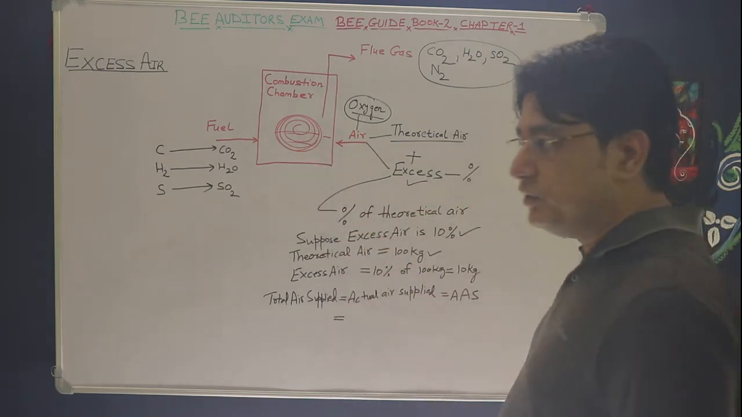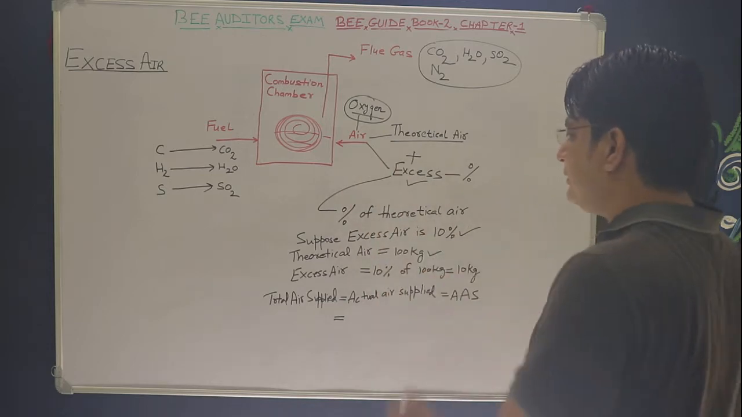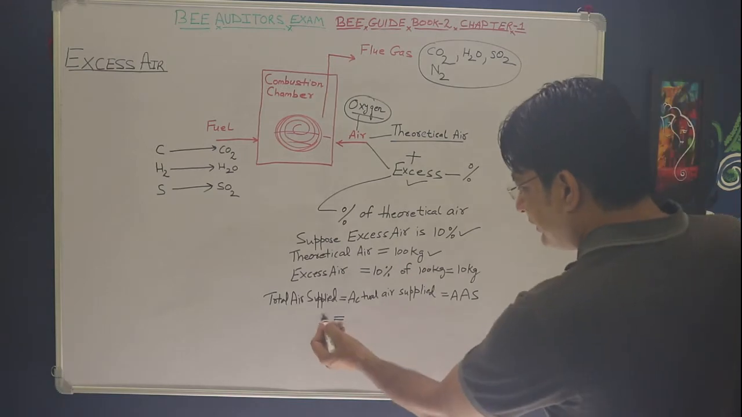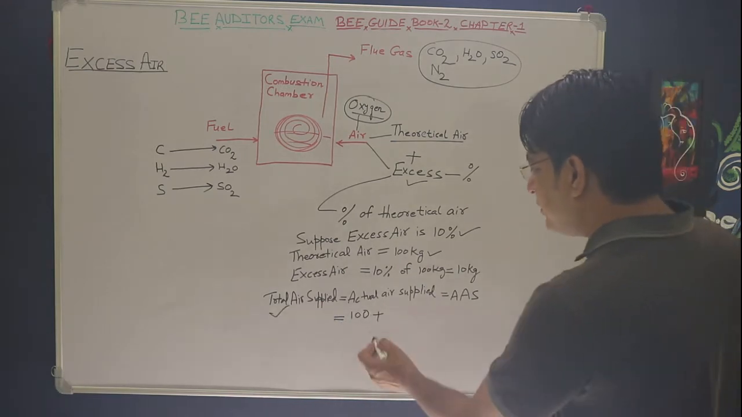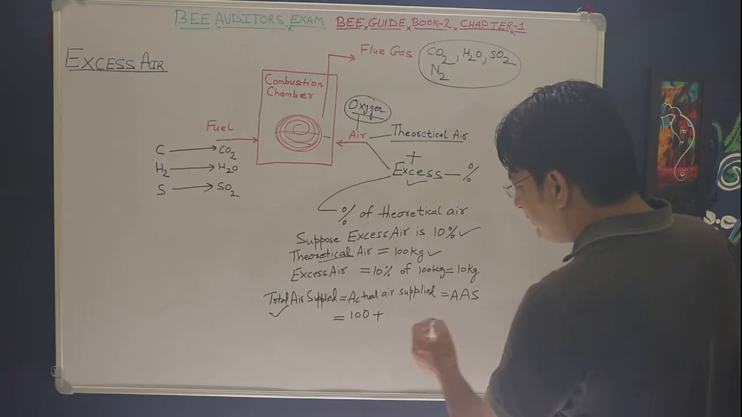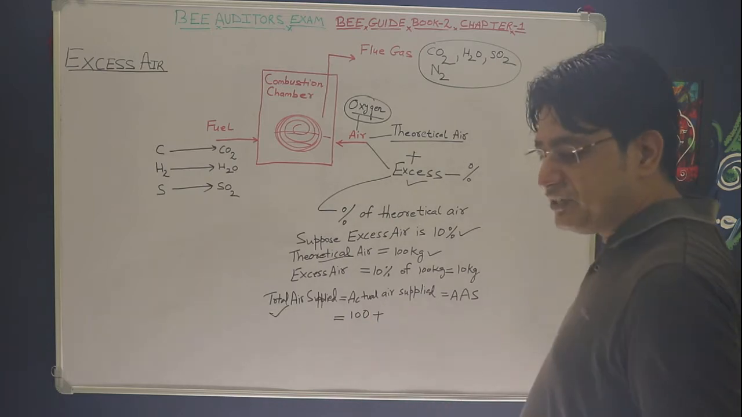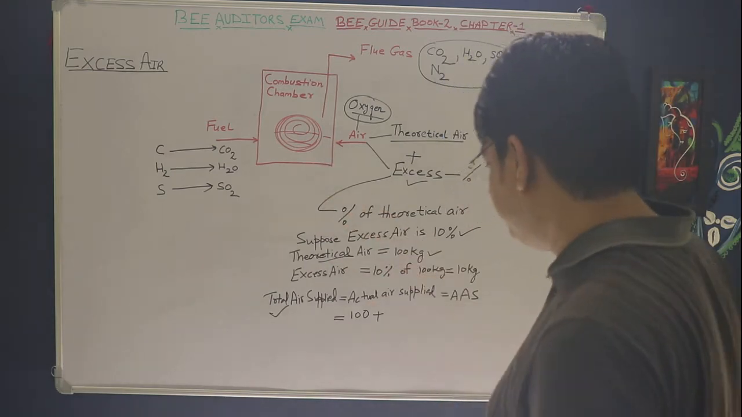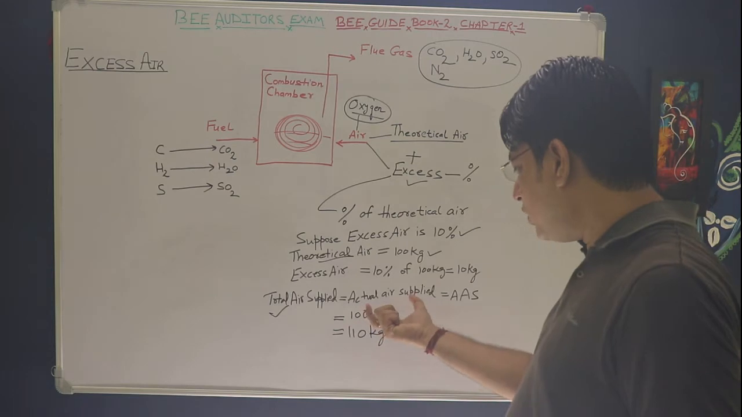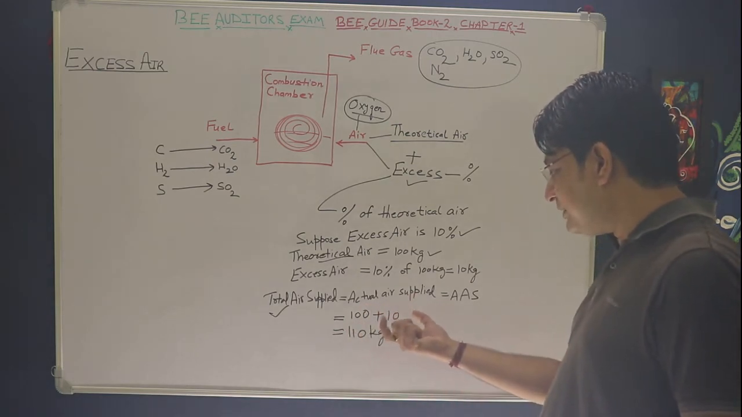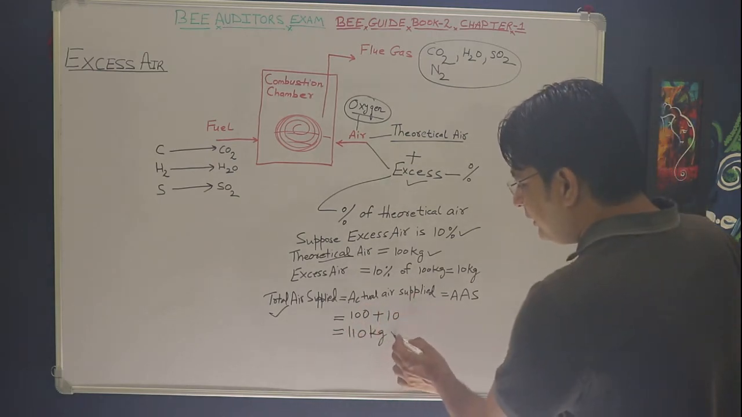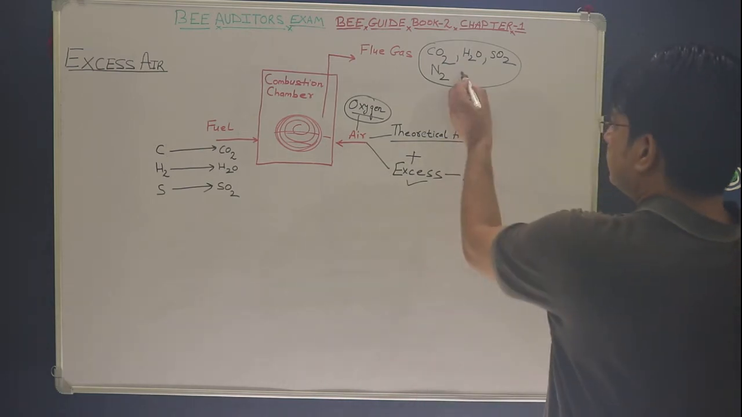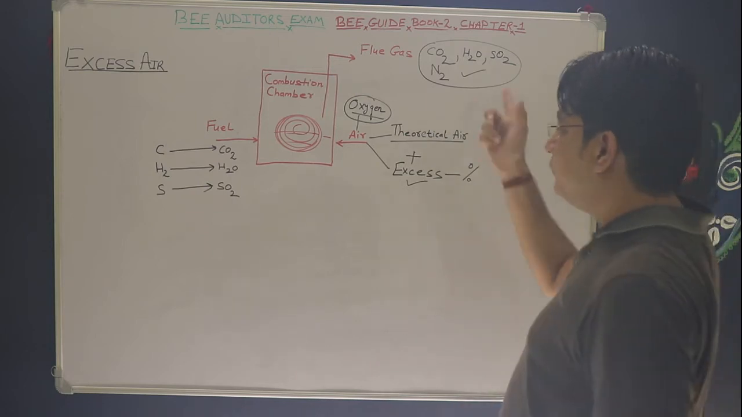Now as I have already told you, the total air supplied is the summation of theoretical air and the excess air. So in this case the total air supplied will be 100 kg, which is the theoretical air, plus the excess air which is required for creation of turbulence, so that proper mixing of fuel and air takes place. So here the total air supply or the actual air supply will be 100 plus 10, and that will come as 110 kg.